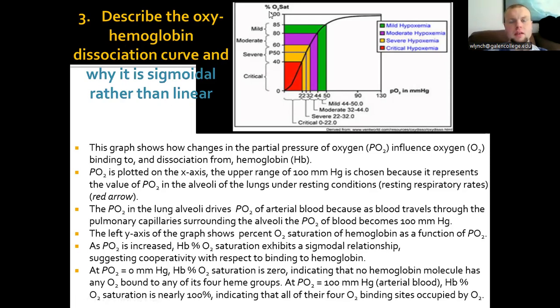So that was a short tutorial on the oxyhemoglobin dissociation curve and what circumstances, what diseases may lead to there being a disconnect or dysfunction in the ability of hemoglobin to transport oxygen around the body.